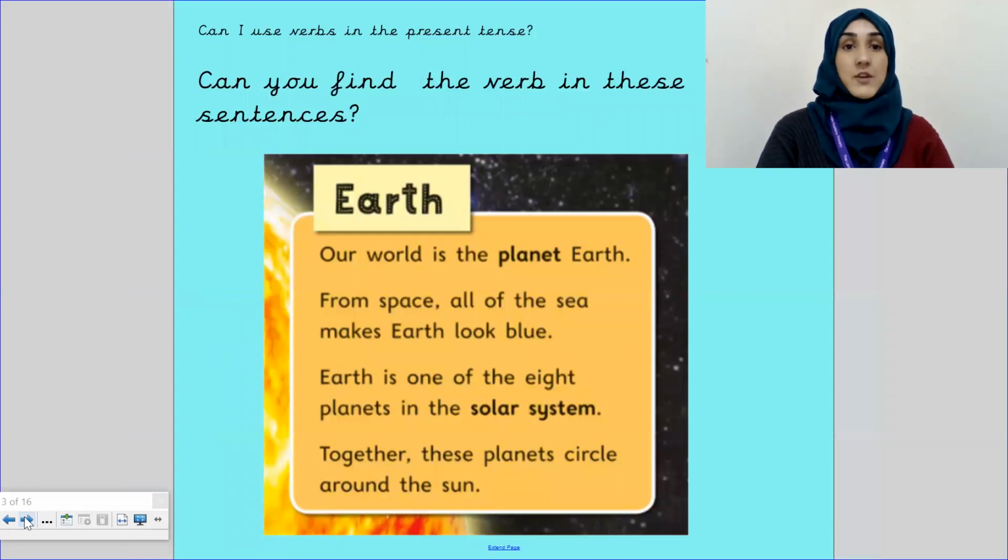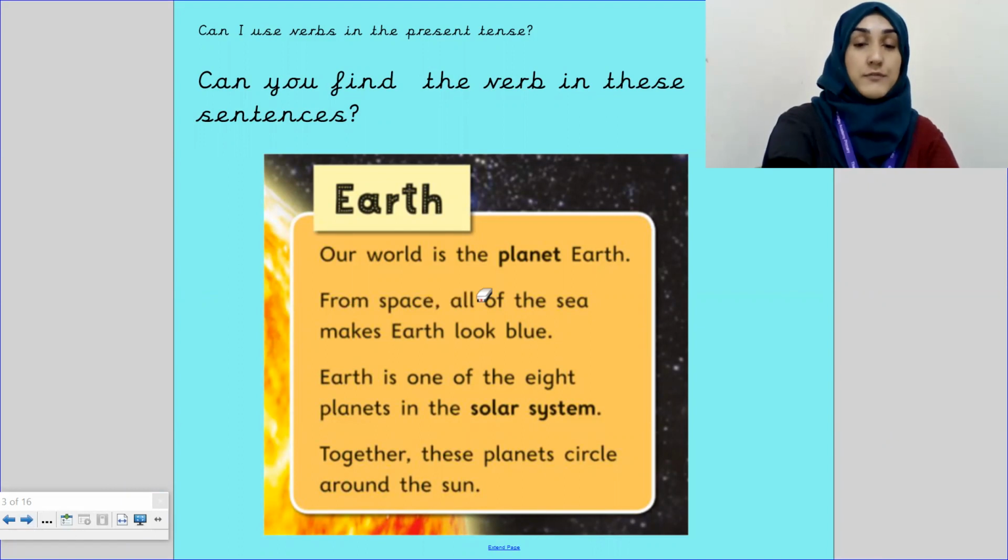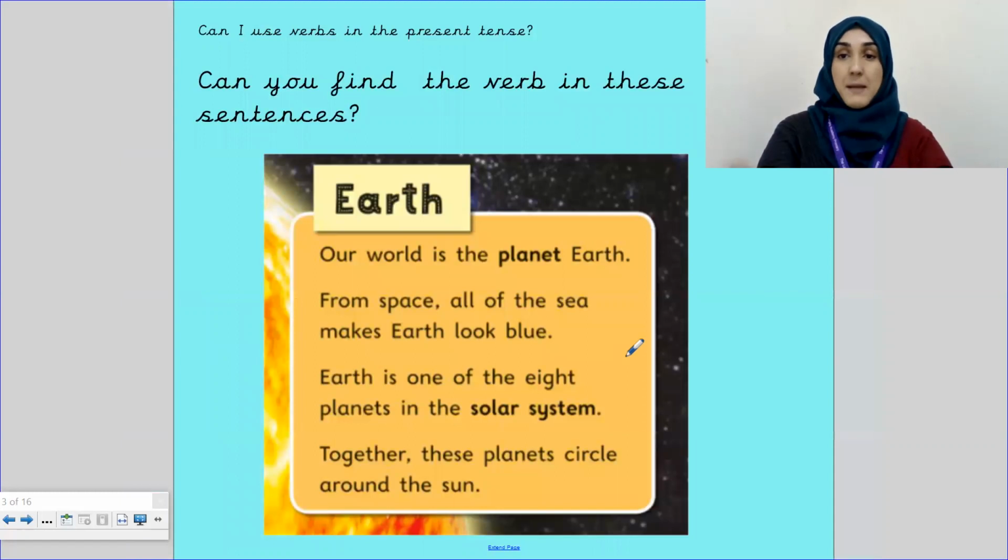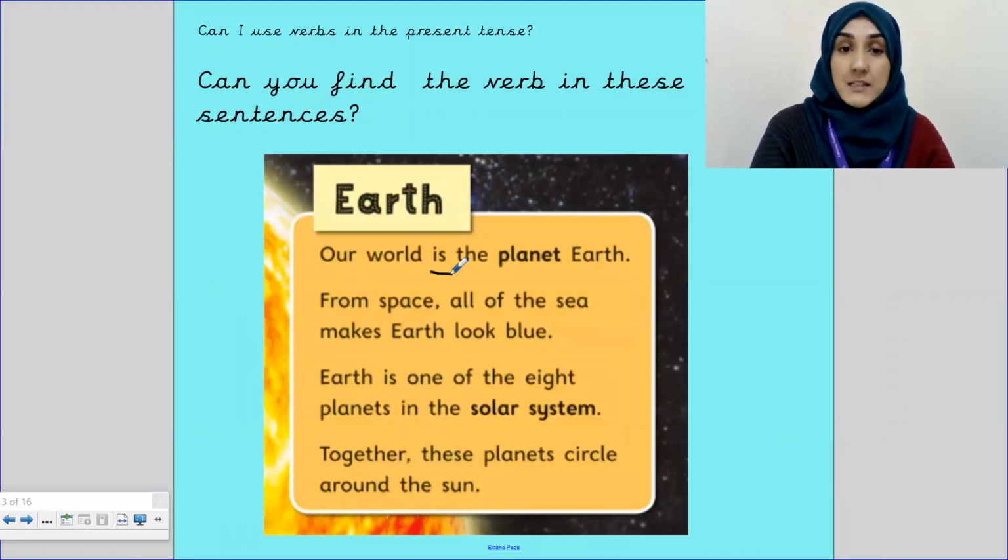Well done. Okay, can you find the verb in these sentences? I'm going to read the sentences out and then we're going to find the verbs together. Got my pen, lovely. Our world is the planet Earth. Can you find the verb in that sentence? Well done. Is. From space, all of the sea makes Earth look blue. Can you find the verb in that sentence? Fantastic. It's makes.